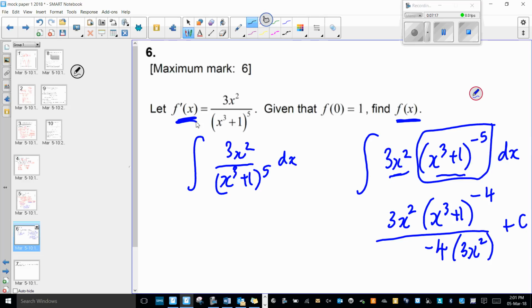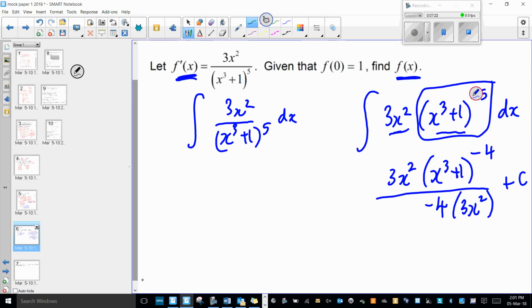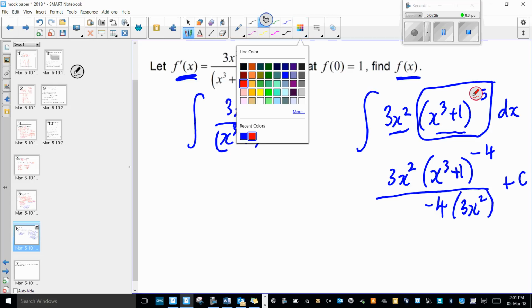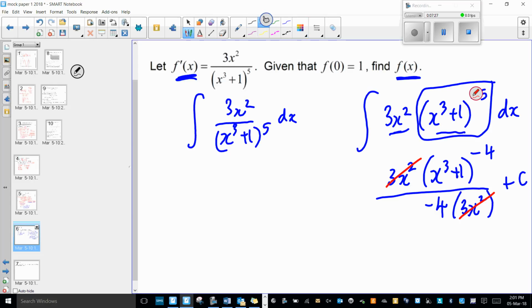Now what happens is you should notice that we've got 3x squared both top and bottom. So these both go bye-bye. And if you wish to rewrite it, you can say that this is 1 over x cubed plus 1 to the power 4. There's a big 4 here, and that's negative. So all I've done here, the whole thing is negative because of this negative 4. So that's where this has come from. And because this is a negative power, I've moved it back down to the bottom.